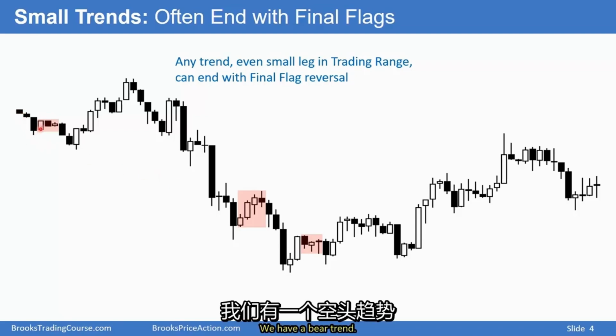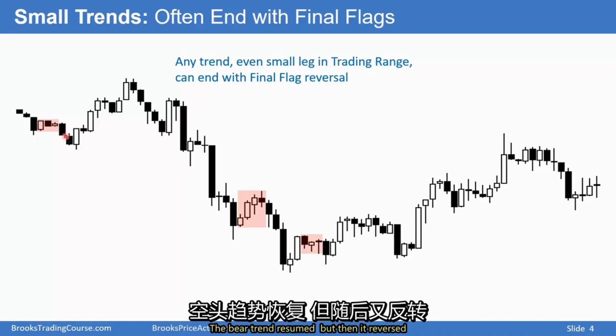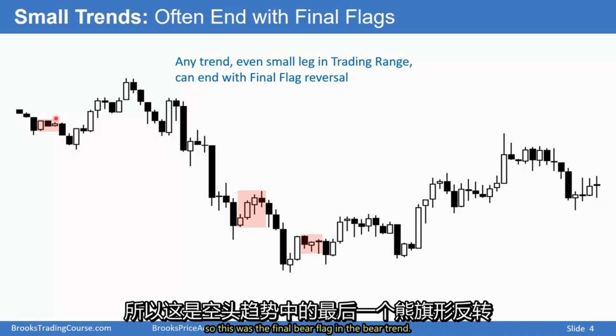We have a bear trend, an III pattern, 3 consecutive inside bars. The bear trend resumed, but then it reversed. So this was the final bear flag in the bear trend.